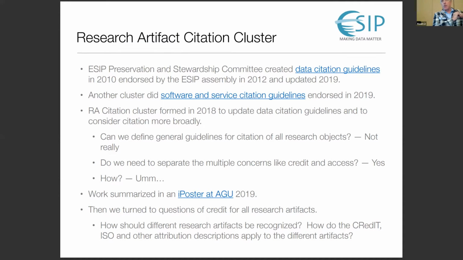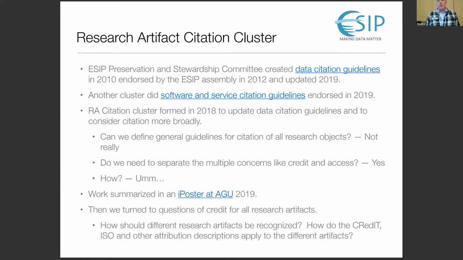The research artifact citation cluster was formed in 2018, first to update the data citation guidelines, but then we really wanted to consider citation more broadly. We wondered, can we define guidelines for citation of all research objects? We used to call them research objects, now we call them research artifacts, because research objects has meanings in some communities. All we mean is things that researchers produce that are deserving of recognition. Can we define these general guidelines? It appears not, really.